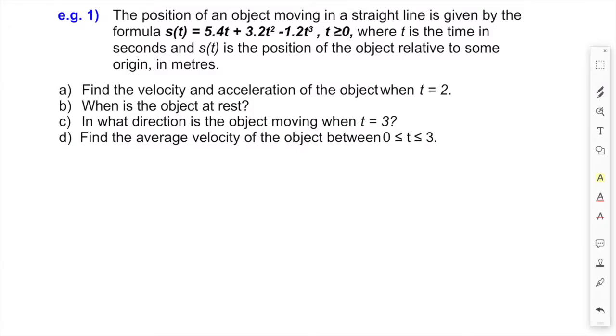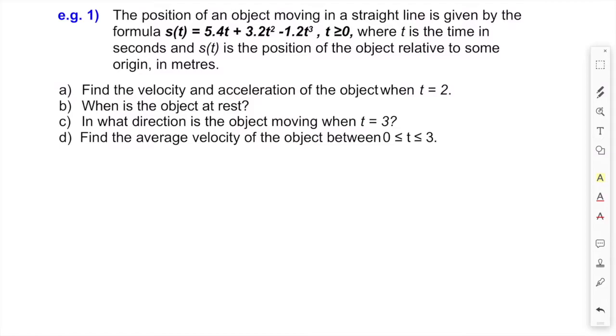A. Find the velocity and acceleration of the object at time equals 2. B. When is the object at rest? C. In what direction is the object moving when t is equal to 3? And D. Find the average velocity of the object between 0 and 3 seconds.